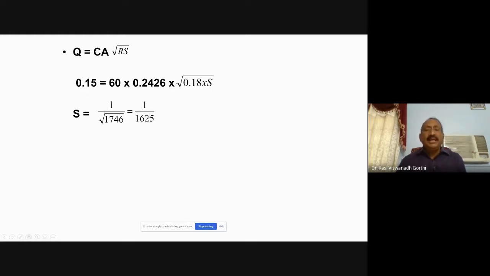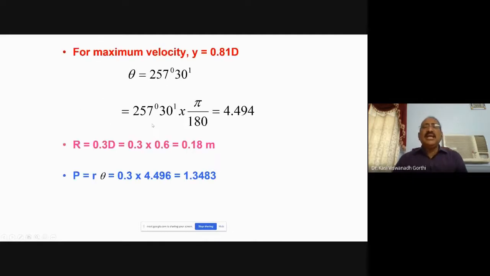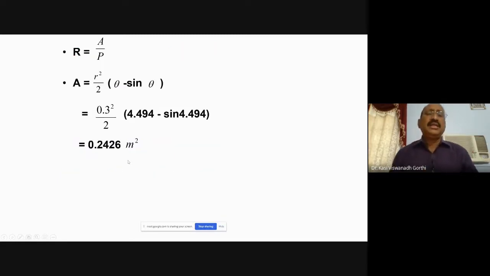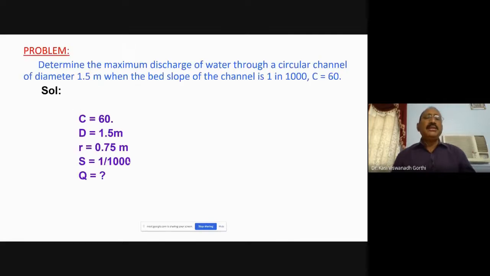This is to carry the maximum velocity in the channel. So we made use of the condition for maximum velocity. What are the conditions for the maximum velocity? The value of theta is 257 degrees and the depth of flow y is 0.81 D. Hydraulic radius is 0.3 D. So we made use of these conditions, substituted here to get the longitudinal slope.